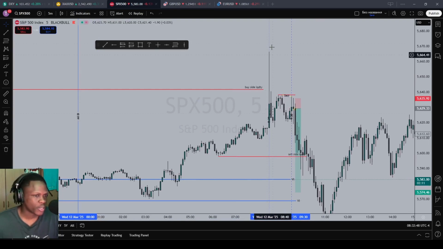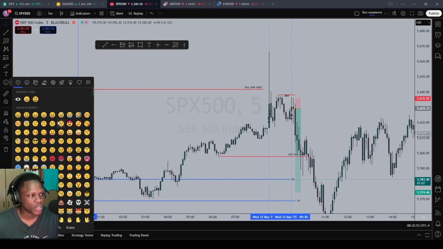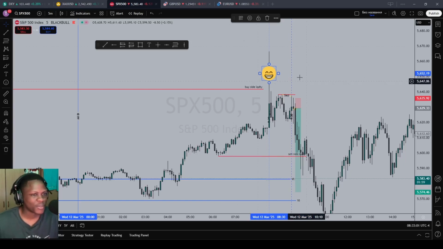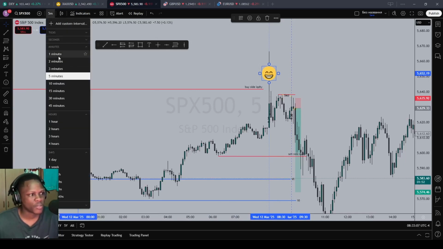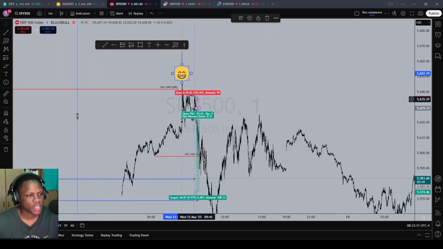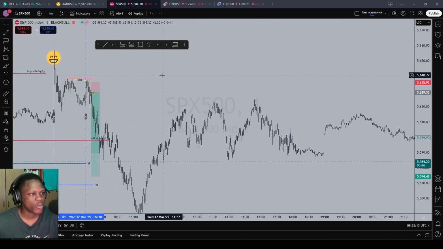I saw this price and considered this to be a Judas swing. So this was the Judas swing for me. Perfect price movement. Then I went down to my 1-minute time frame after the 9:30 stock open.